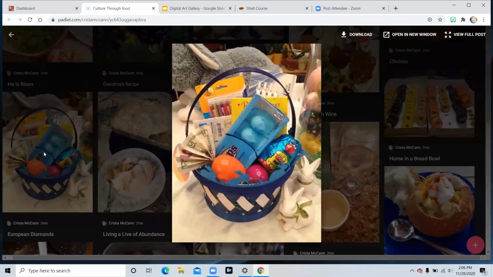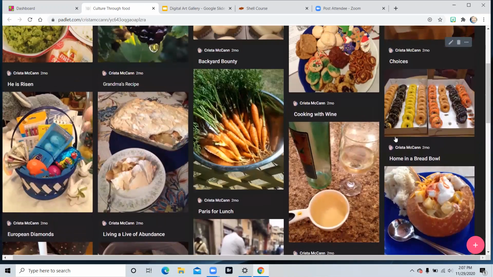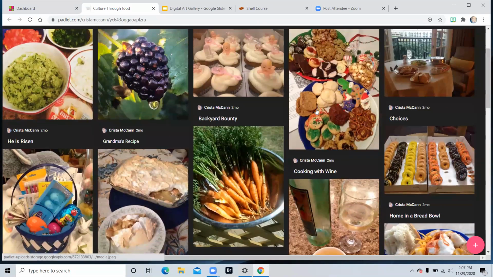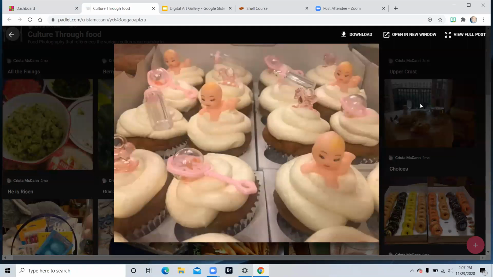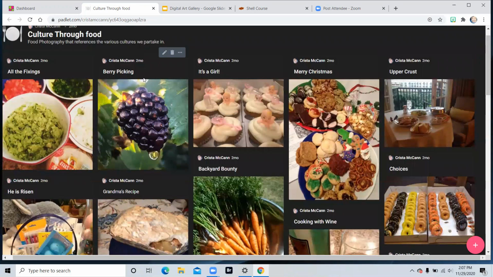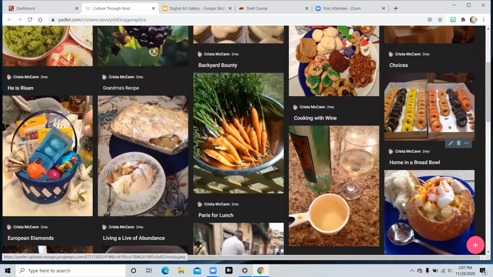Here's one titled, He is Risen. This is an Easter basket. It's a part of culture. So it's a part of culture here in the United States, but also certain families, things that they grew up with as far as the whole Easter basket. The baby shower one, things that are pink in our country at baby showers represent little girls. So that is, again, a part of culture. Let's try and see if there's any Christmas cookies. Definitely a part of culture that I've grown up in.